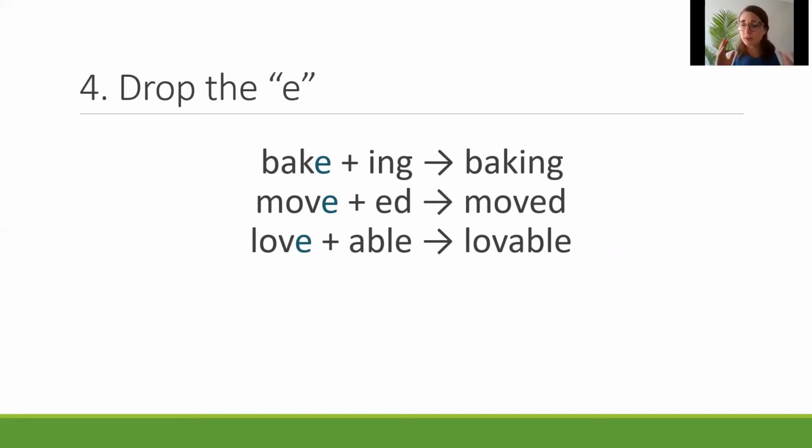Now this one gets a little confusing for folks because they say, well, the E is still there. Well, that's because we need that ED ending, right? Like the past tense, we usually add an ED. But we don't have both E's there. We just keep one. Our next one is love and able. So we want to make the word lovable, but we have to drop the E on there to add our new ending.